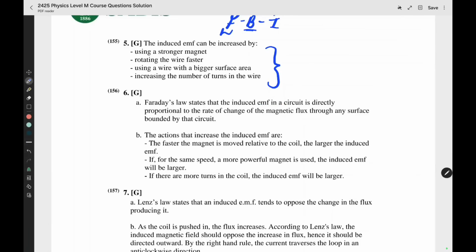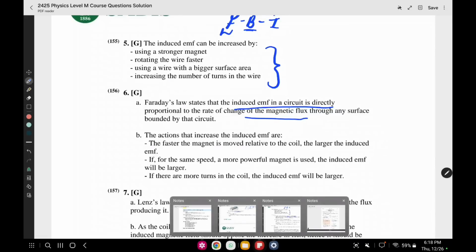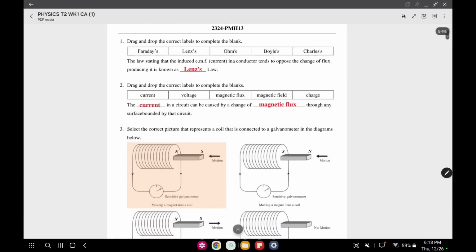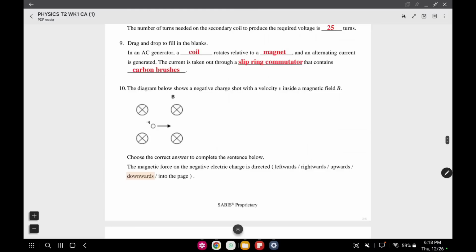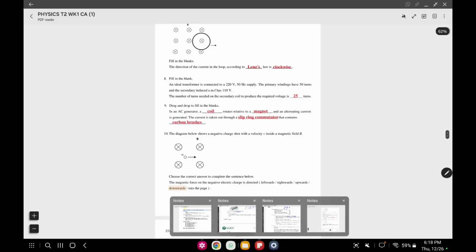Faraday's law, Lenz's law. So you should know the induced EMF is directly proportional to the rate of change of the magnetic flux. That's why we say, for example, if you want to double the induced EMF, double the number of loops in the coil, because when you double the number of loops in the coil, there's going to be double the magnetic flux. Okay, which I think this is also, let me see. For example, it's not here, but obviously guys, don't rely solely on the sample question sheets.